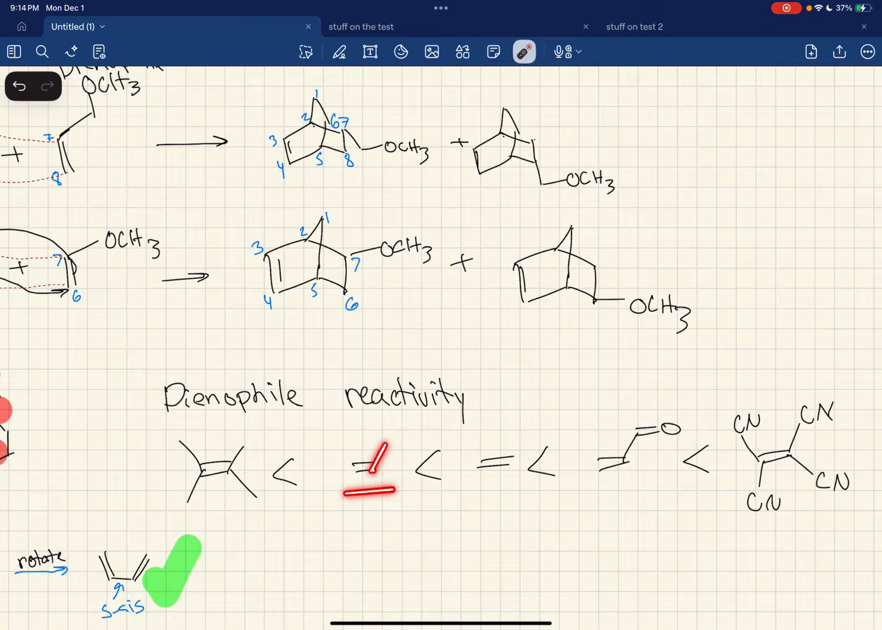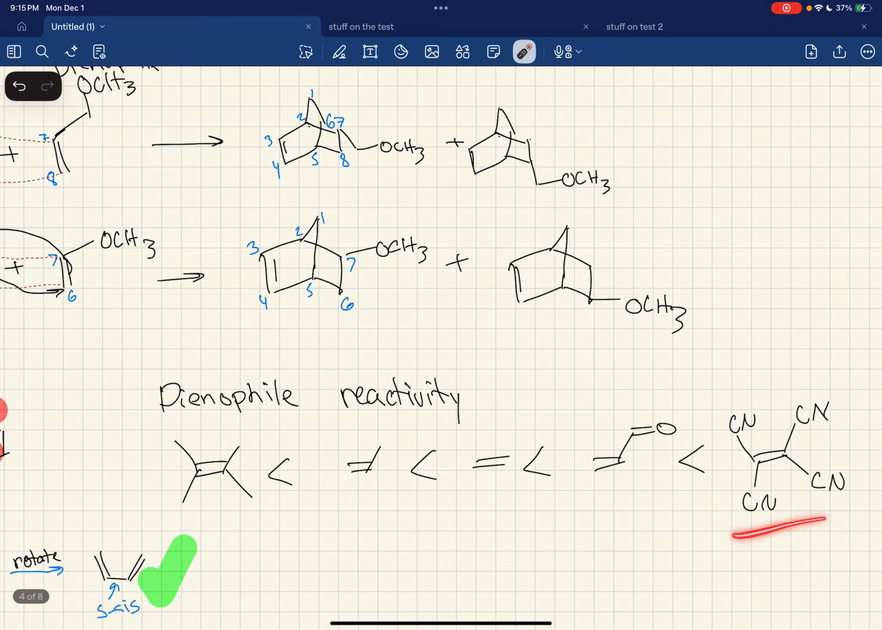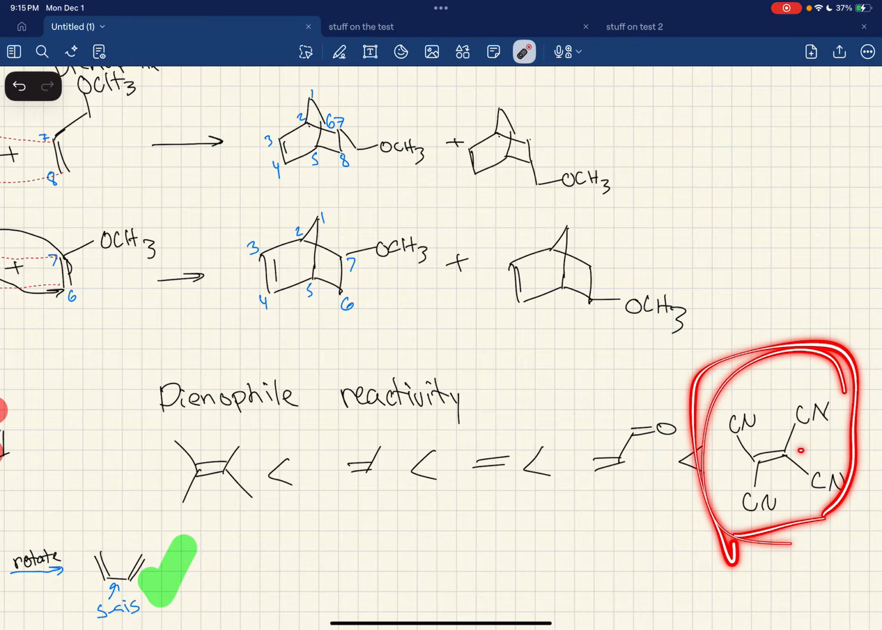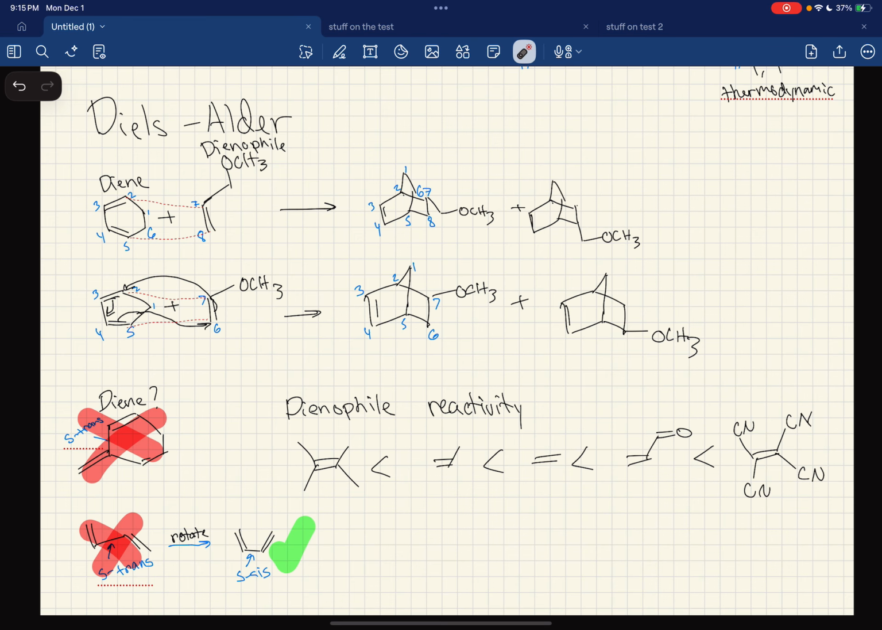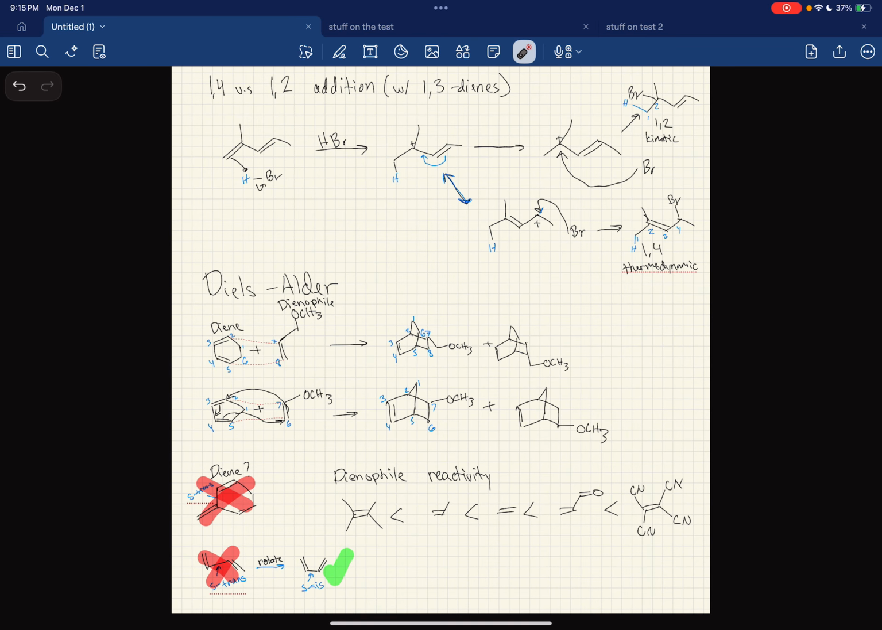Then this one is less substituted, less electron donating groups, so it reacts faster. This one has nothing, so kind of intermediate. Now this one has an electron withdrawing group, meaning that it will react faster than this one, and this one. And then finally this one is completely covered in electron withdrawing groups. So that double bond right here is super electron poor. This is a great dienophile. That's basically everything with the Diels-Alder.